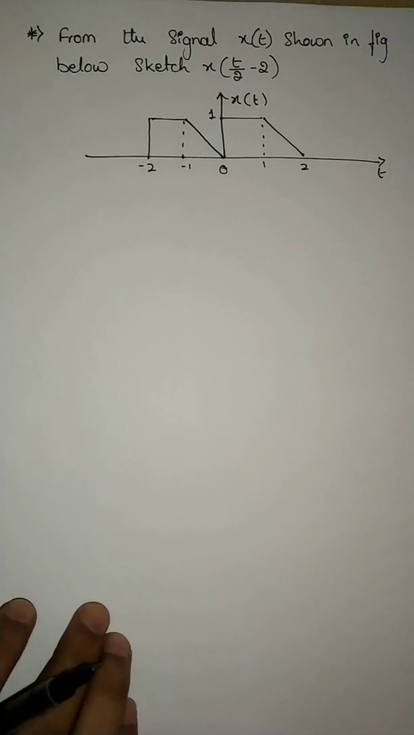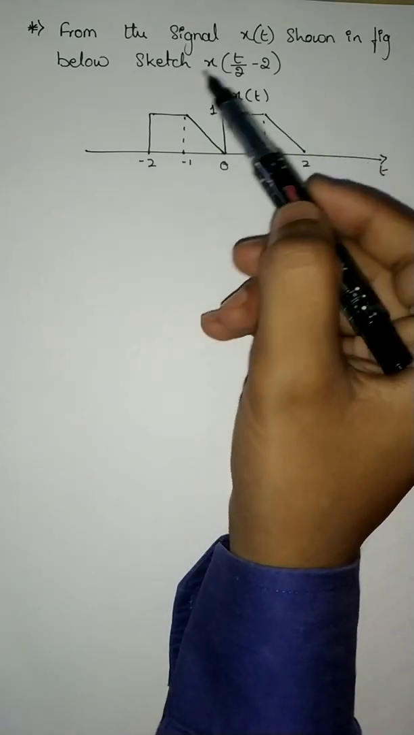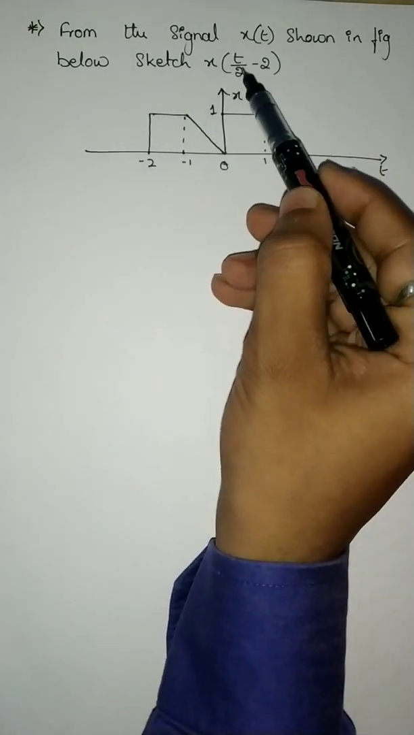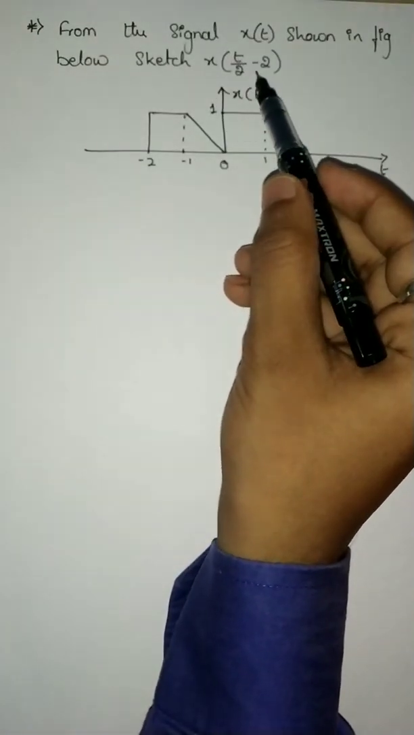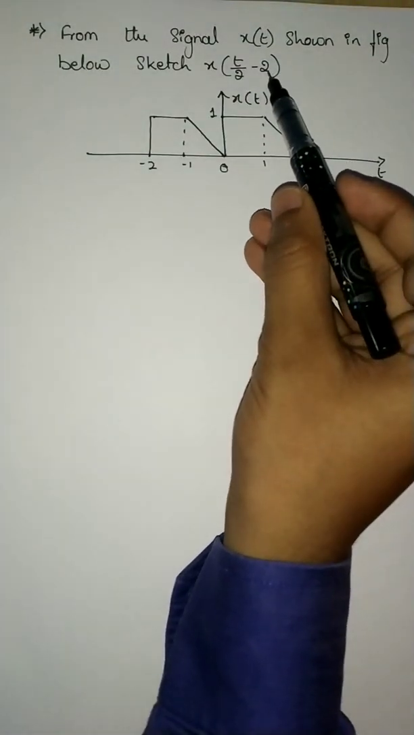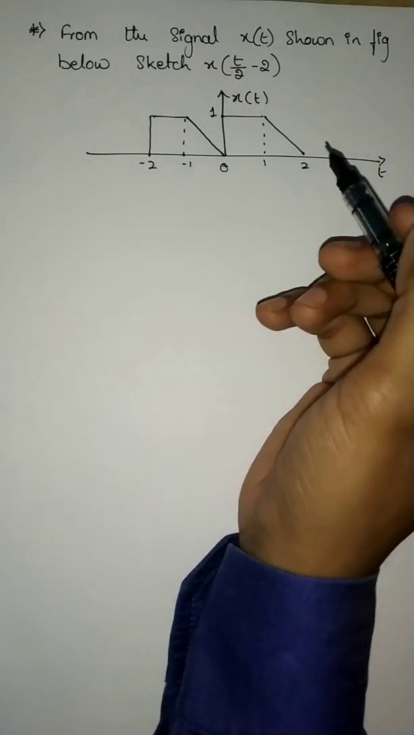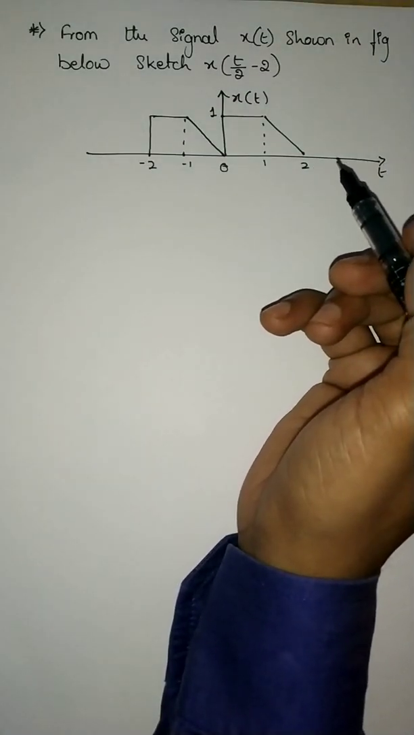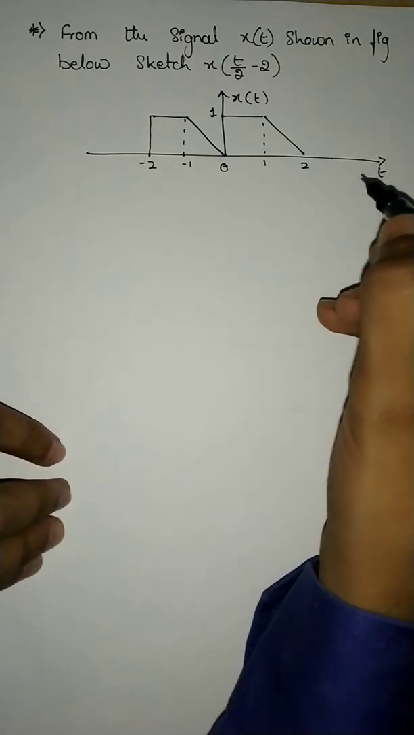Here we are having a problem. From the signal x of t shown in figure below, sketch x of t by 2 minus 2. We are having time shifting as well as time scaling. Which one to perform first and which one to perform second is a major confusion here.